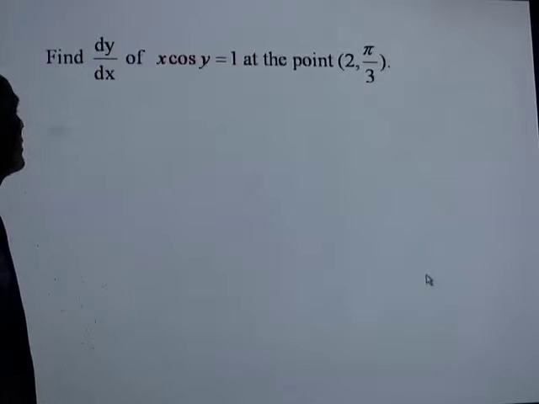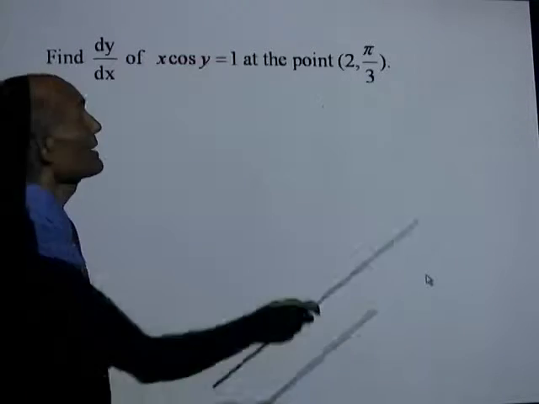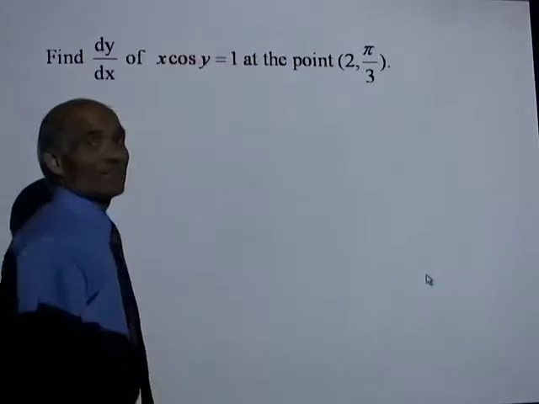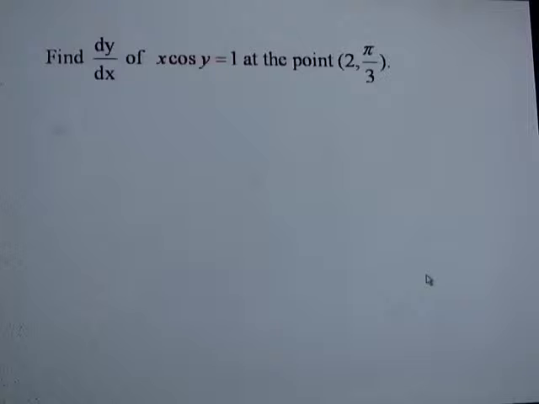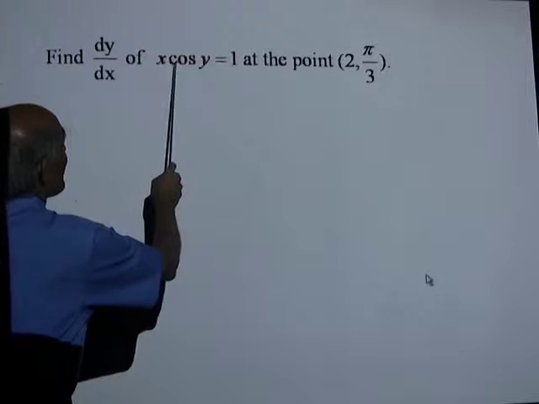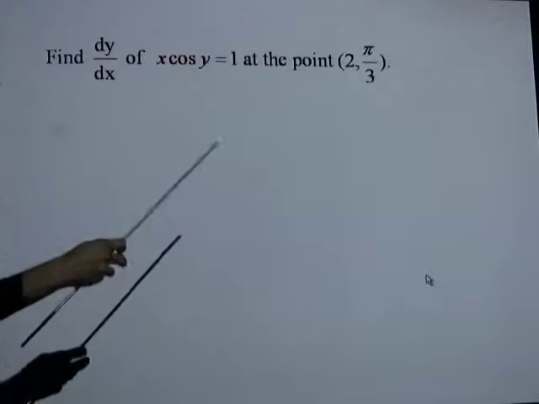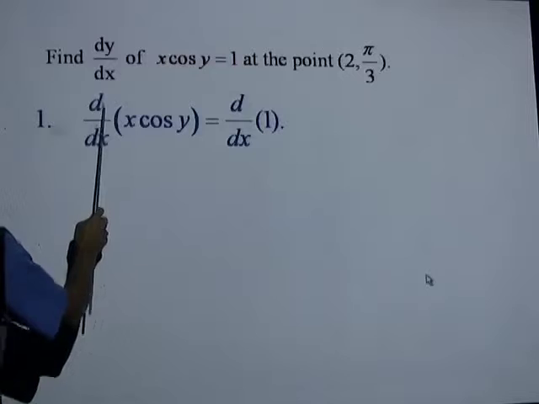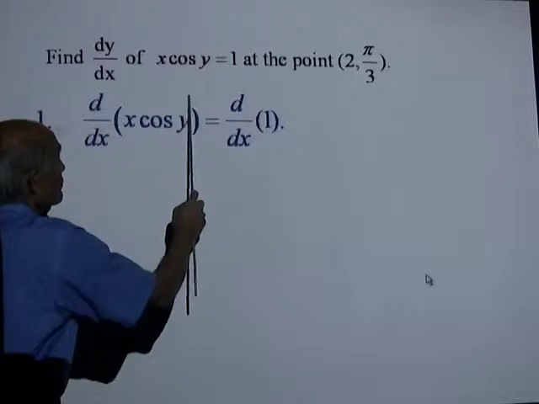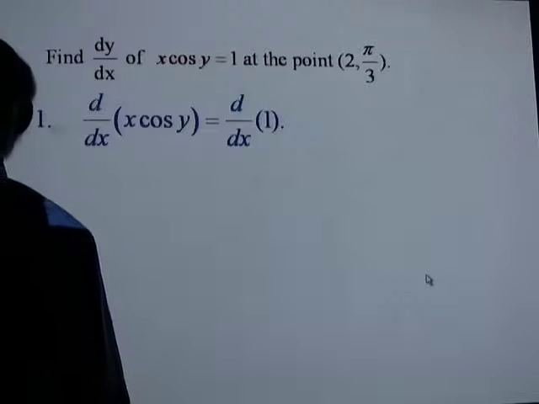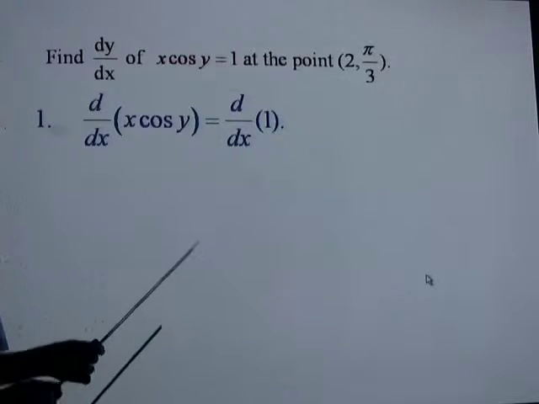Find dy by dx of x cos y equal to 1 at the point 2, pi over 3. First of all, let's find the derivative of each term with respect to x. So d by dx of x cos y equal to d by dx of 1. That is the first step.